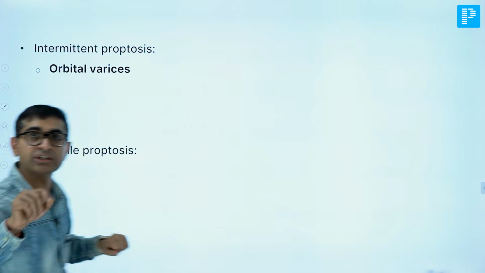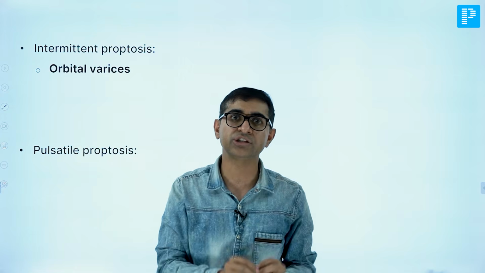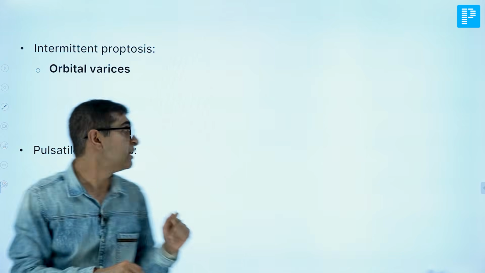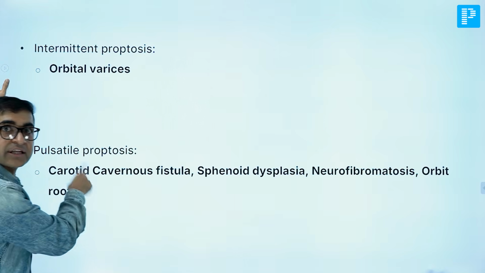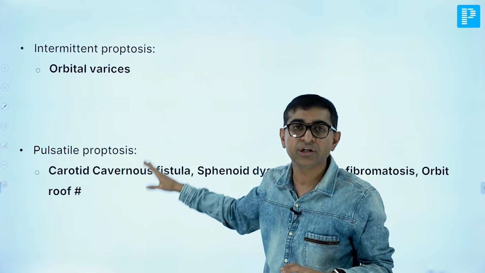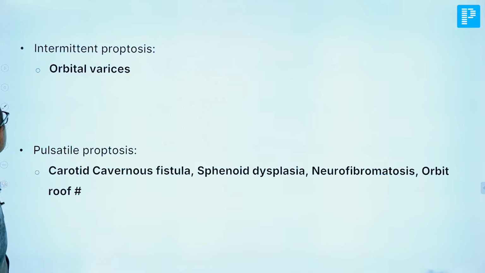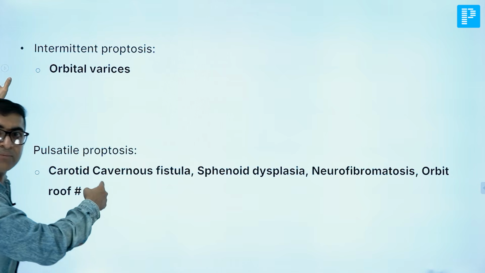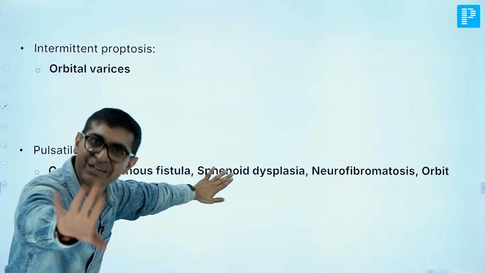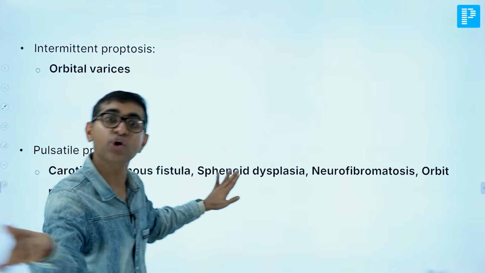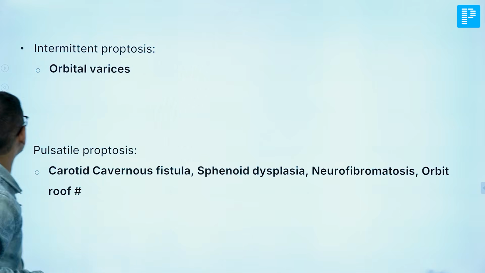Understood? Next is pulsatile proptosis. If there is to and fro movement of the eyeball, right? Especially seen in carotid cavernous fistula, and in your regular lectures I have shown you my one patient with pulsatile proptosis. Okay, so the answer is carotid cavernous fistula. If there is fracture roof of the orbit, if there is sphenoid dysplasia, it can also lead to pulsatile proptosis. Okay, and why neurofibromatosis? Because in neurofibromatosis there is sphenoid dysplasia. That is why I mentioned this disease, because this was also asked in your previous year exam.